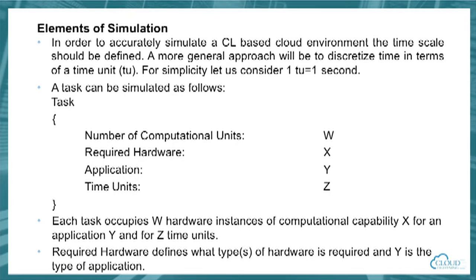Each task occupies W hardware instances or computational capability X for an application Y for Z time units. The required hardware defines what types of hardware are required for the application to run. We also have to define a time scale. Generally, we can perform the simulation time unit after time unit, and we can choose the step in which we advance the simulation in time. For simplicity, let us consider that one time unit is 1 second.